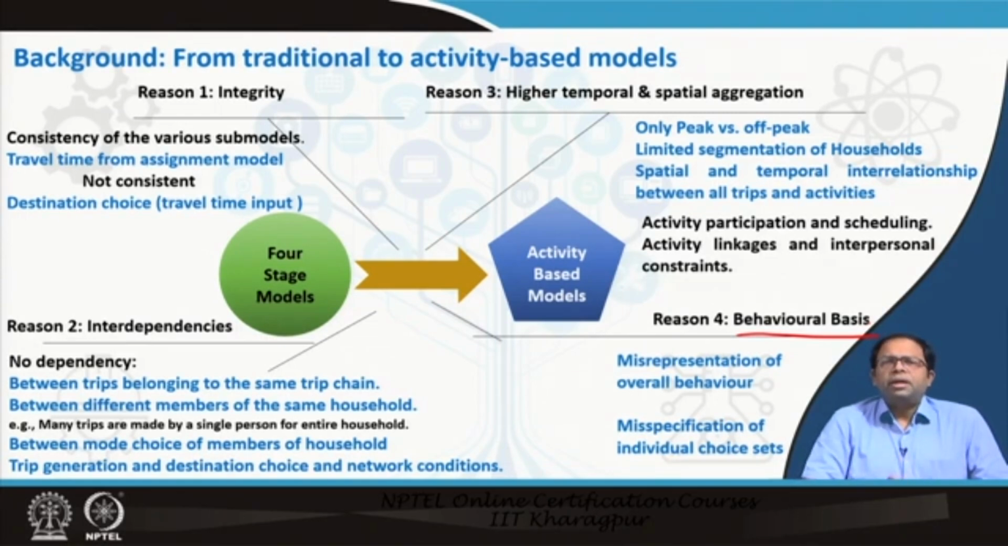They were not dependent on one another. My destination choice didn't depend on trip generation. Network conditions and destination choice were not linked together. So all these dependencies were not there, which is a part of the activity-based model.